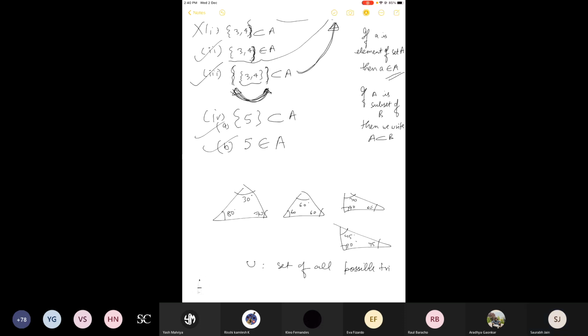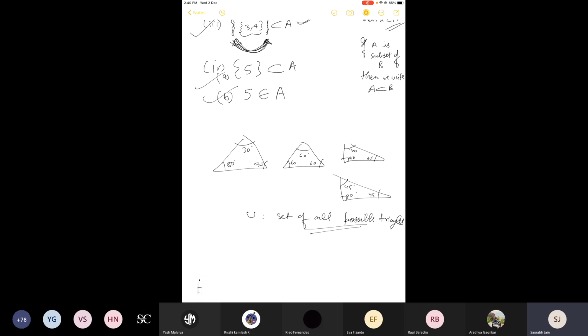Okay. But see, I cannot take a universal set as set of all equilateral triangles. This will be wrong, because if I take universal set as set of all equilateral triangles, then there will be many triangles which will not be a part of it. Okay. Like for example, right angle triangle or a scalene triangle. So that is why what I am saying, I am simply writing set of all possible triangles. So definitely both of them will be part of it. They will be subsets. Okay.